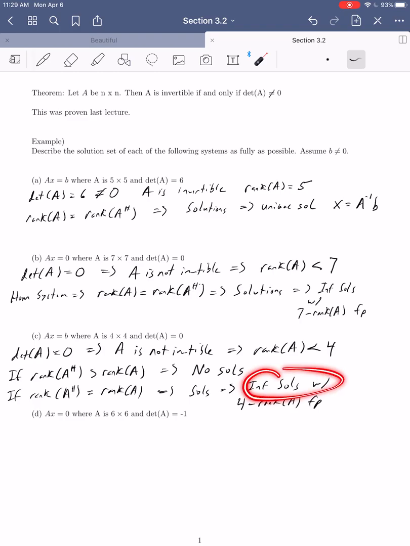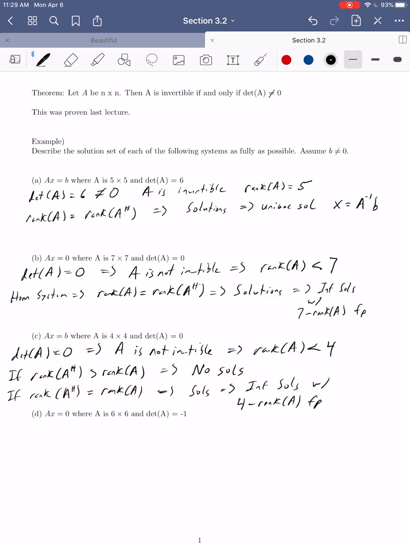How do we know that there's going to be infinite solutions? Well, we know the rank of A must be less than 4 because it's non-invertible since its determinant is 0. So there's got to be at least some lower rank, so there's going to be at least one free parameter, meaning that it's going to be infinite solutions. Notice, though, that this one does have the potential for no solutions because it is non-homogeneous.